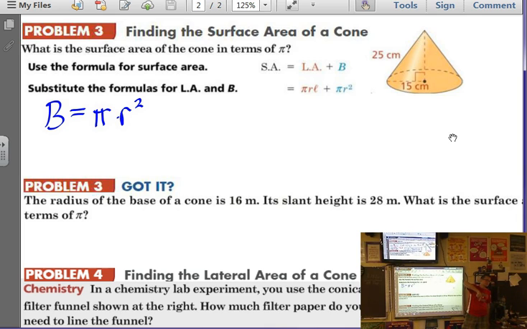Discrepancy? She's not agreeing with me. Okay, well let's do this together, then we can see if we all agree. So, pi times my radius of 15 squared. 15 squared is? 225. Yeah, 225.